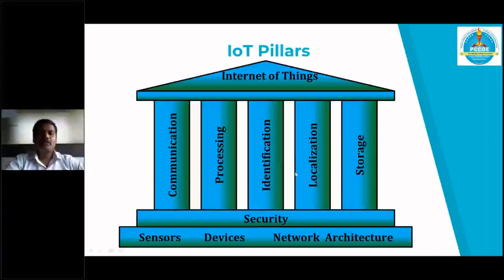Next one is the localization. How are you able to find out the location of the devices? So with the help of GPS, for example, you can easily track the actual location of the particular devices. So you can use it in your different applications to track the animals, to track the birds, isn't it? With the help of the localization feature of IoT boards.